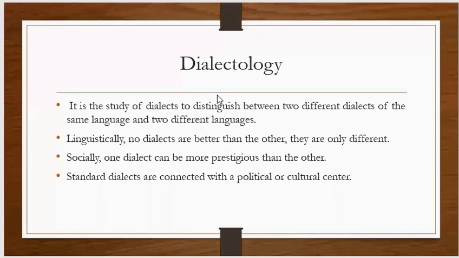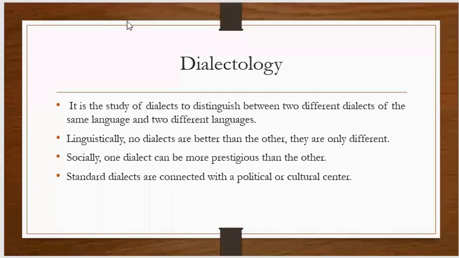Now, how can that be? For example, if there are many poets, novelists, and dramatists who are concentrated in one particular area, and all of them are writing in their own dialect, then with the passage of time, that dialect would become the standard dialect or the prestigious dialect.